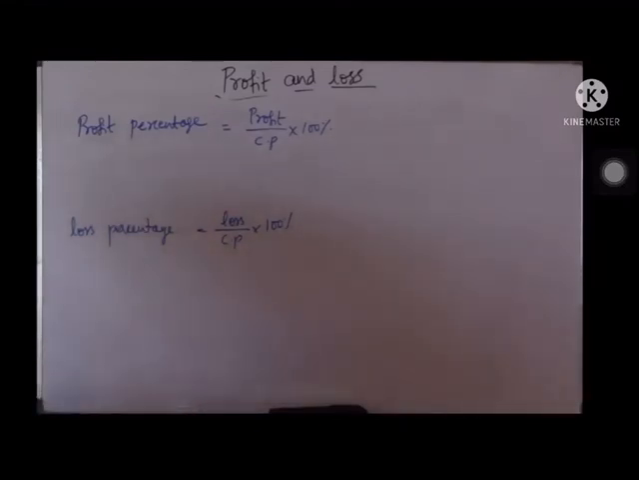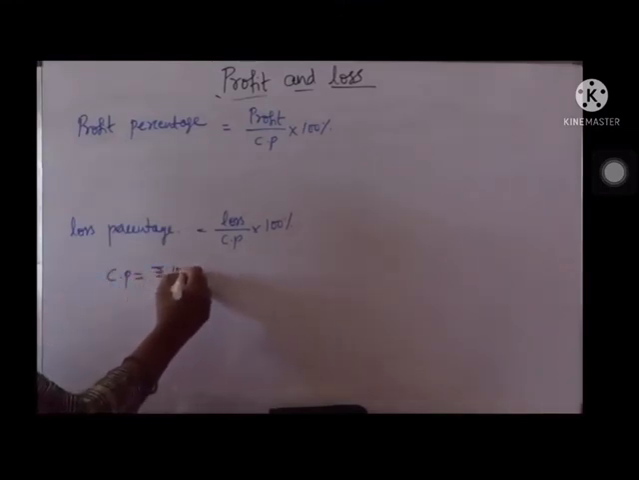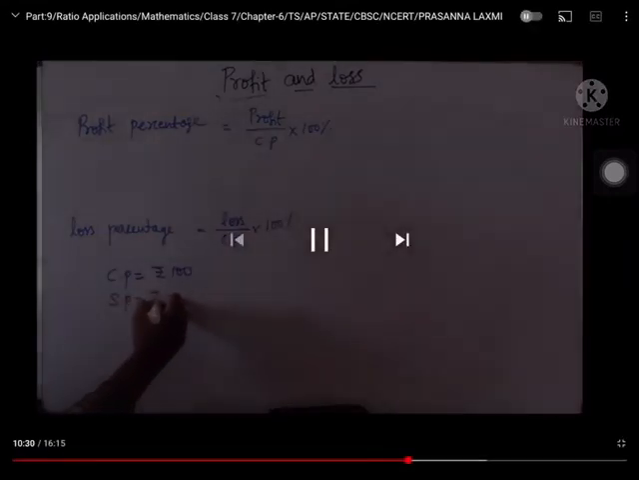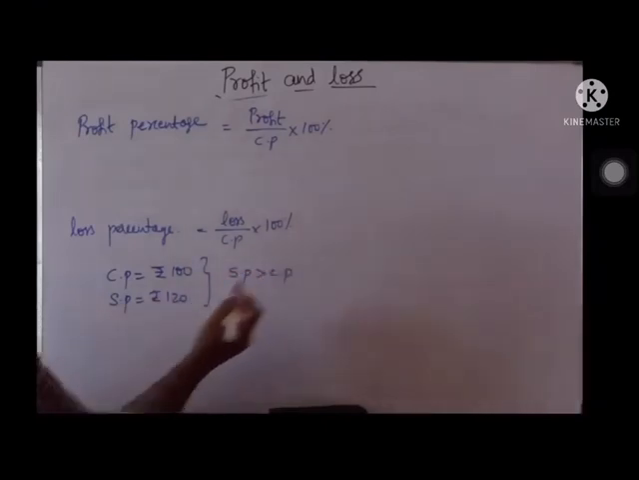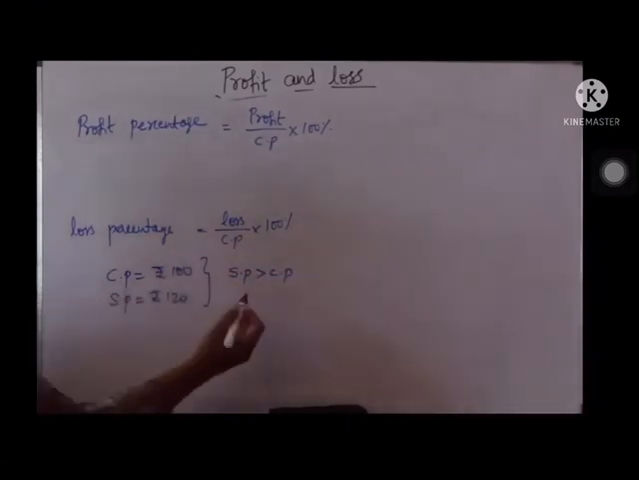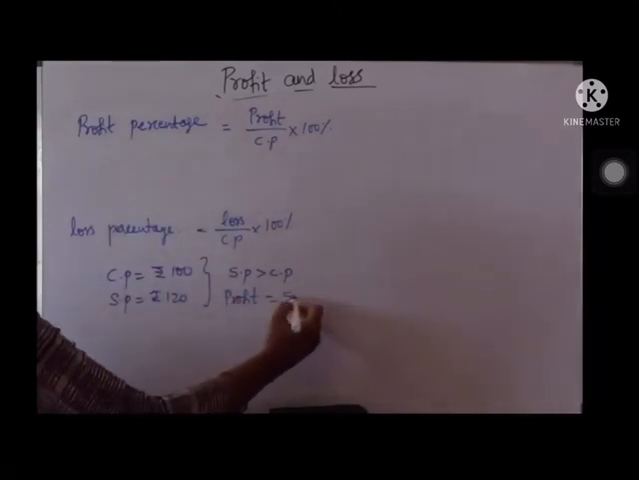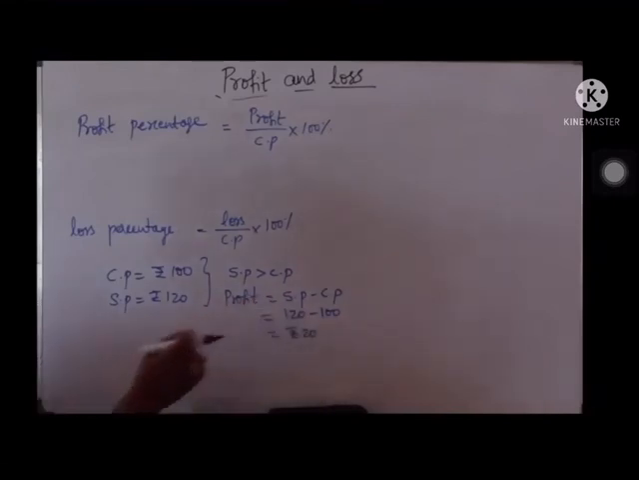For example, the shopkeeper brings a cloth for ₹100. That is, brings means cost price. So he brought a cloth for ₹100 and he sells it for ₹120. So the selling price is 120. Now if you observe, SP is greater than CP, 120 is greater than 100, so definitely you are going to get a profit. What is the profit, children? Profit is nothing but SP minus CP. So 120 minus 100 gives you 20. So here you got the profit of 20.